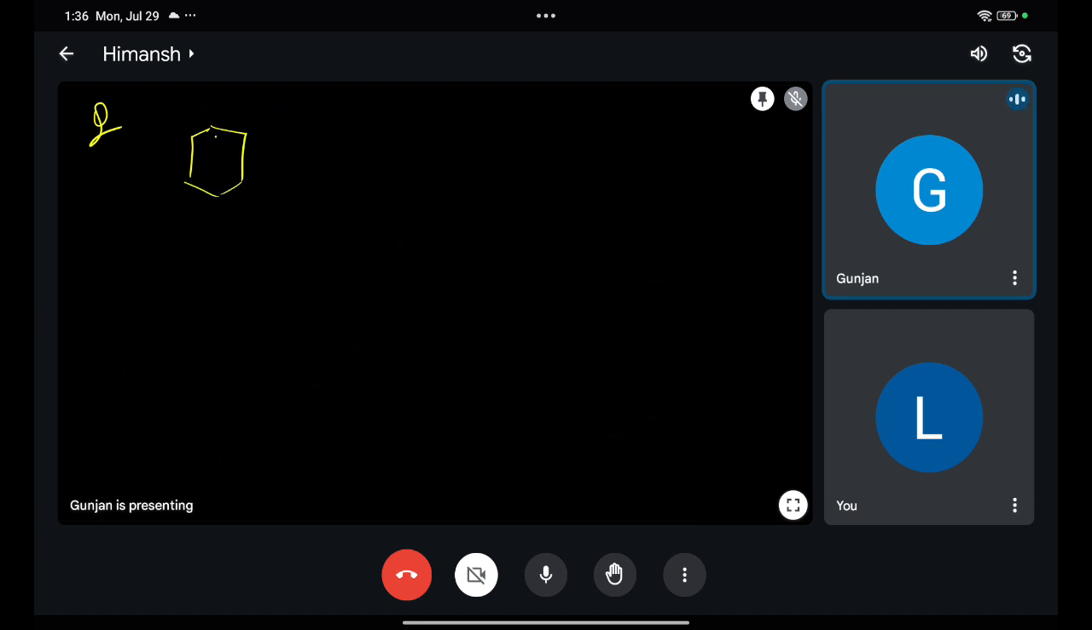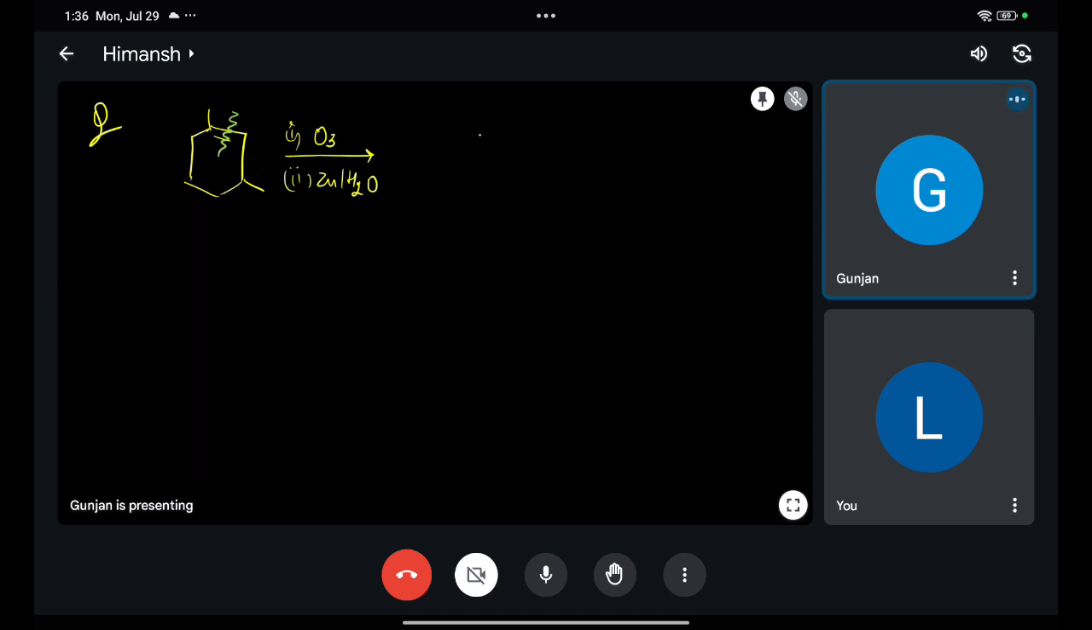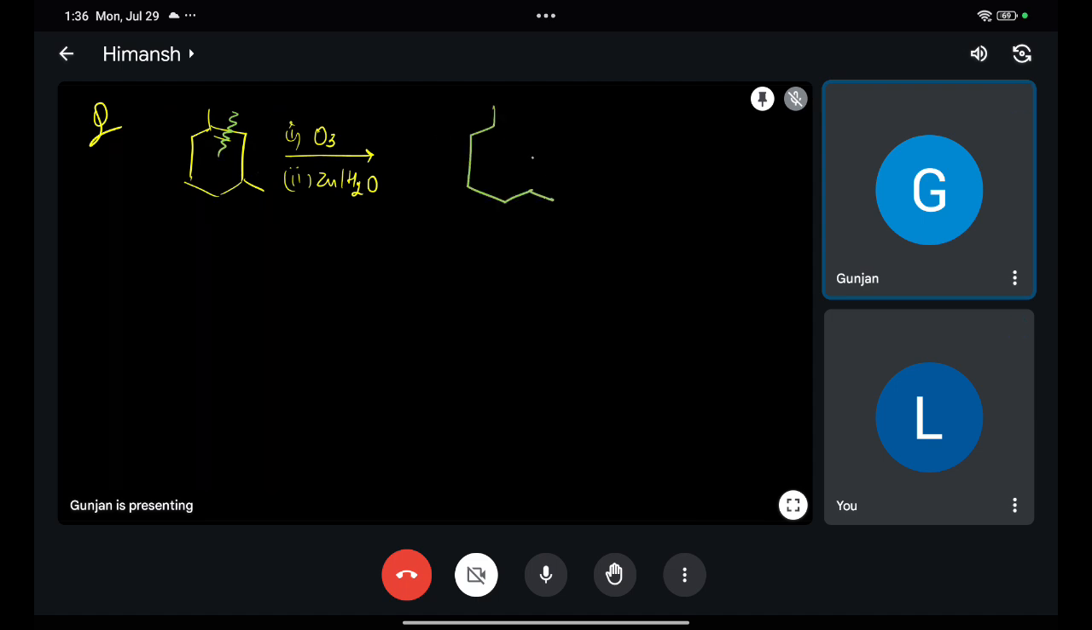Let's say we have this type of structure and you have to do ozonolysis in the presence of zinc and H2O. So what you will do now, just break this bond completely and supply oxygen and oxygen. So that is the final structure you will get. Getting it or no? Yes, ma'am, getting.